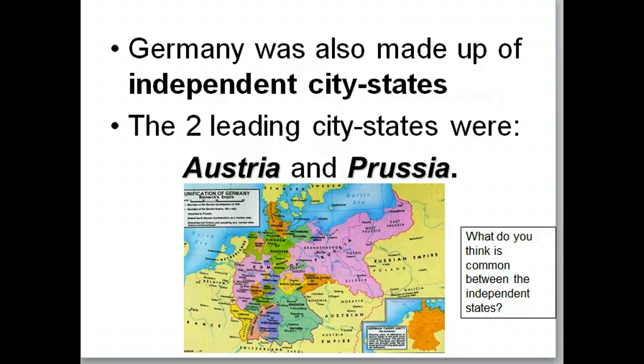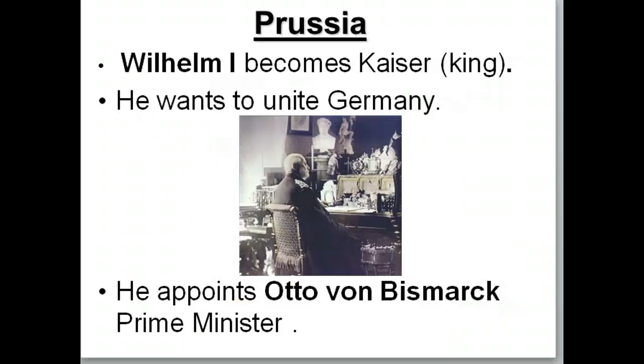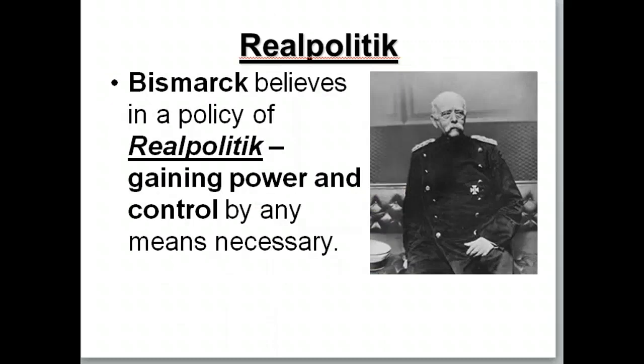So what ends up happening is everything starts with Prussia. They're kind of the ones starting it all off, just like Cavour was starting it in Italy. So Wilhelm I becomes king, or what they call Kaiser in Germany. And he wants to unite Germany. And so he's really lucky that he has a very good prime minister, a very powerful prime minister named Otto von Bismarck. And Bismarck believes in what is called Realpolitik, which is gaining power and control by any means necessary. So you do whatever you have to do in order to get to the end point. Okay, the end justifies the means is the right way to say it.